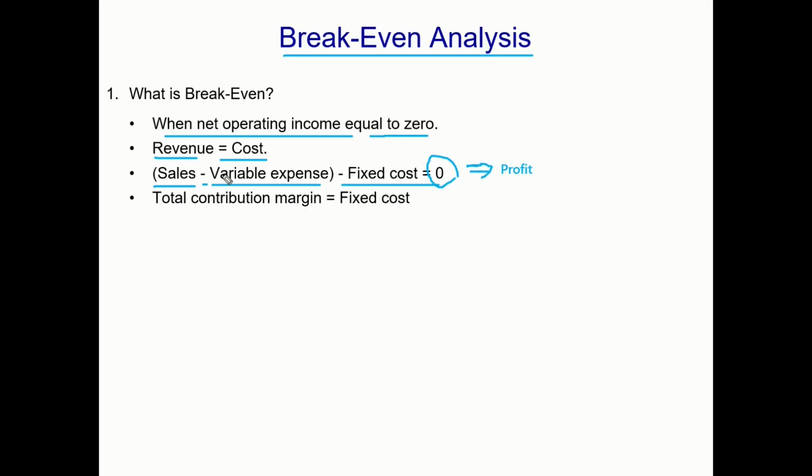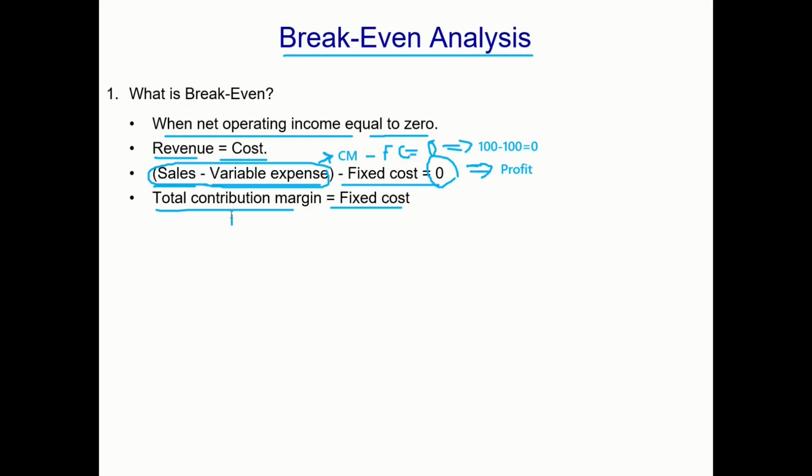Now we can express this by saying sales minus variable expenses. Remember, sales minus your variable expenses is equal to your contribution margin. Well, contribution margin minus fixed cost, when that's equal to zero, you break even. Or simply put, another way to look at it is contribution margin equals fixed cost. Whatever sales minus variable expense is, if this is equal to 100 and your fixed cost is 100, that's equal to zero. Simply put, when your contribution margin equals your fixed cost, you break even.